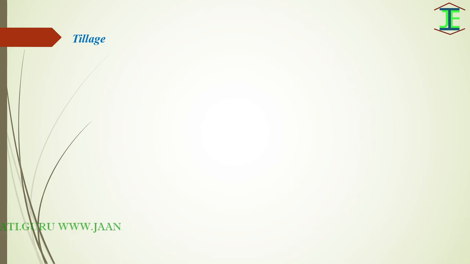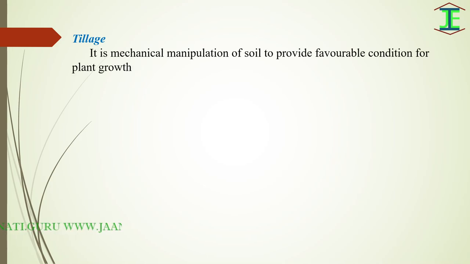For crop production, we have to do many operations in the farm. The first operation that is done in the farm is tillage. Tillage is nothing but ploughing. By ploughing, we are preparing the farm to sow the seeds. So tillage is nothing but mechanically preparing the soil to provide favorable conditions for plant growth.